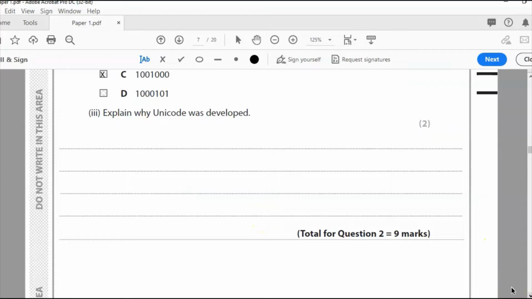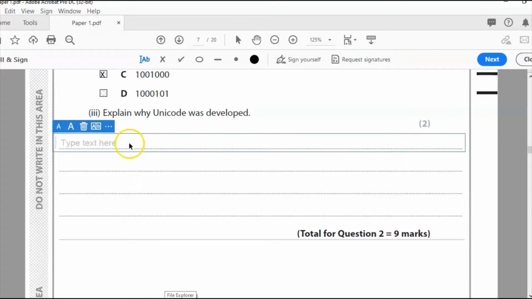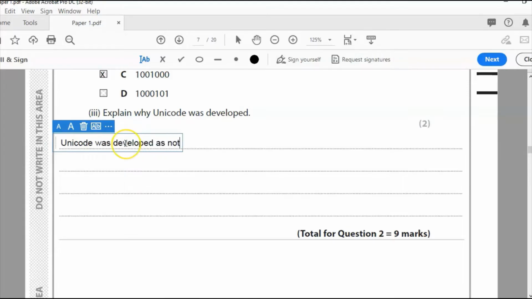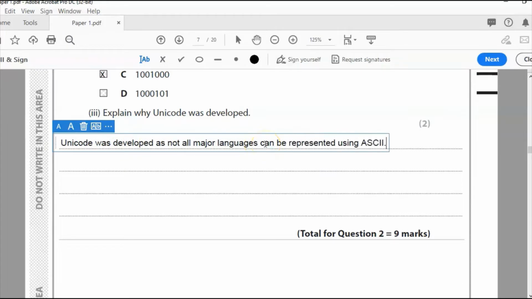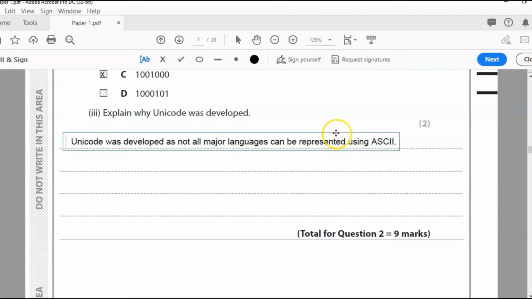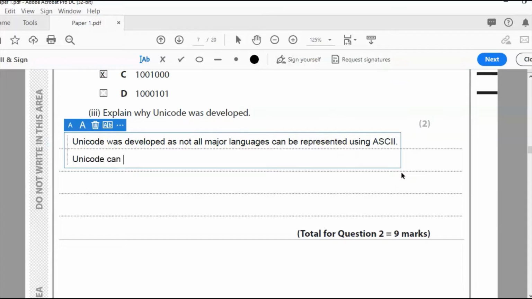3. Explain why Unicode was developed. Unicode was developed because we cannot represent all major languages using ASCII. Unicode can represent all major languages, as it uses a minimum of 16 bits, and that completes question 2 for 9 marks.